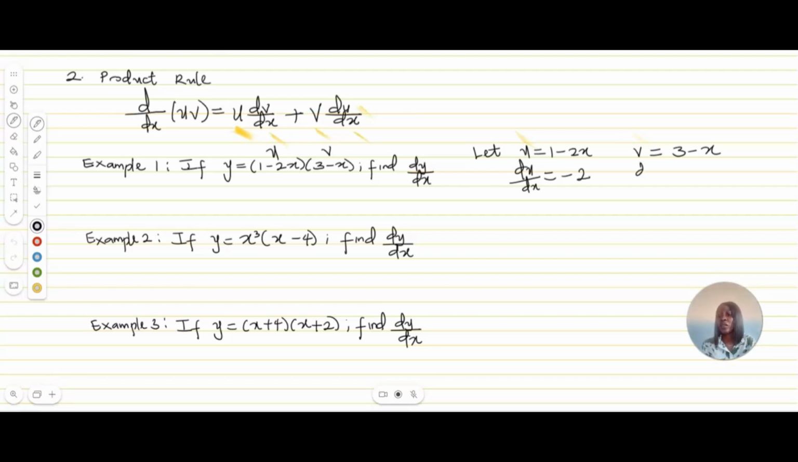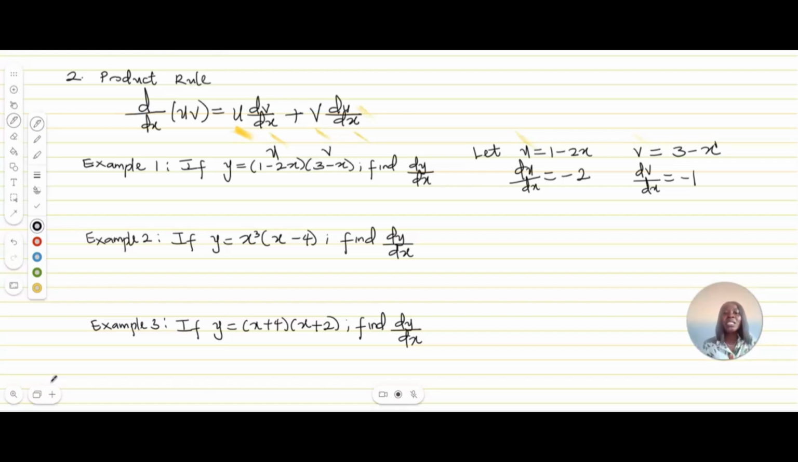Now, dv dx. 3 is a constant. What I'm only differentiating is negative x. If I differentiate negative x, what will I have? Remember that this is a power 1, then 1 times negative becomes negative 1, and the power becomes 1 minus 1, which is 0. This to the power 0 becomes 1. So my answer is just negative 1.